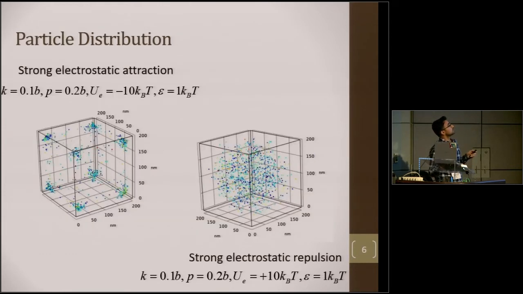Then we added steric and electrostatic interactions, and we considered two cases: a strong electrostatic attraction and a strong electrostatic repulsion. As you can see, for the case of a strong attraction, the particles are trapped in the corners because the effect of three perpendicular polymer chains add up. However, when we have a strong electrostatic repulsion, particles tend to stay at the center to avoid any interaction with the polymer chains.